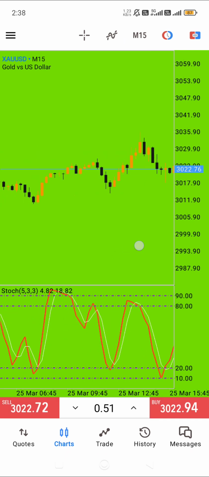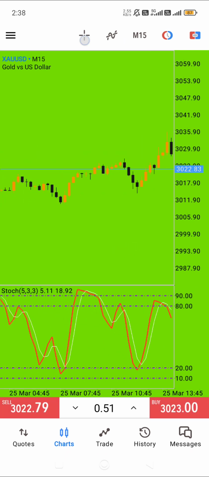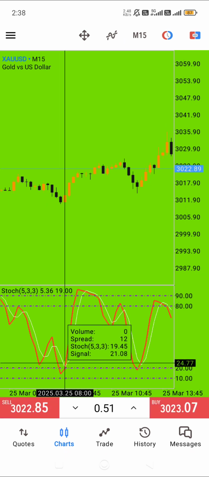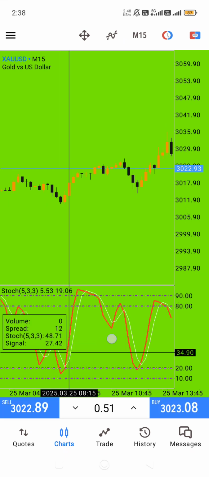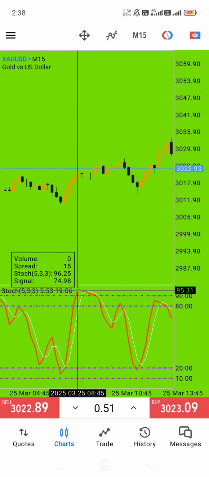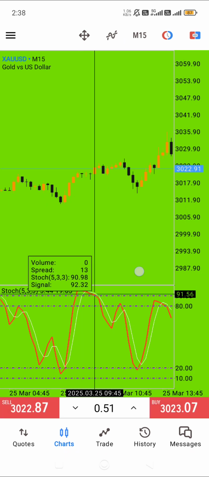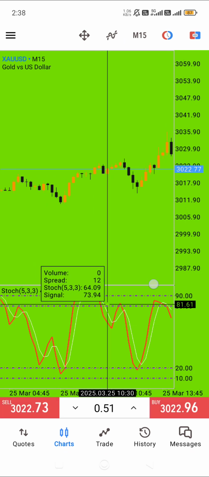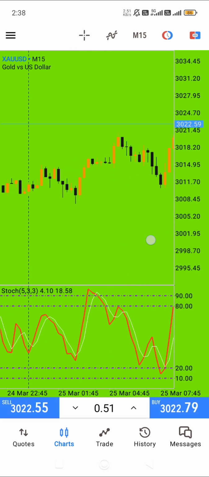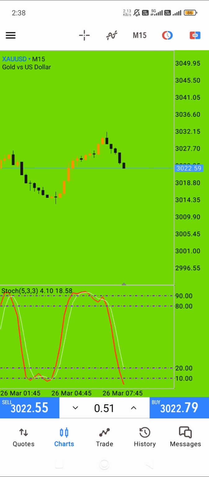Same here, you can check a lot of backtesting. At this level, 10 and 20 cross the line and go to the upside; when 80 and 90 cross the line, the market goes downside. This is the gold market. There is a lot of backtesting you can check there.